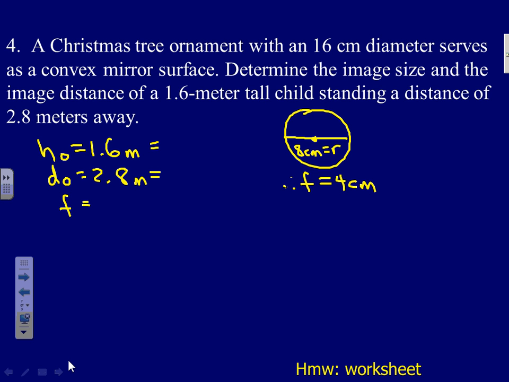How many centimeters in a meter? 100. Listen folks, listen. 1 meter equals 100 centimeters. I'm going to move it 2 places, or I'm going to multiply this by 100. Stop talking. 160 centimeters. 280 centimeters. 4 centimeters.